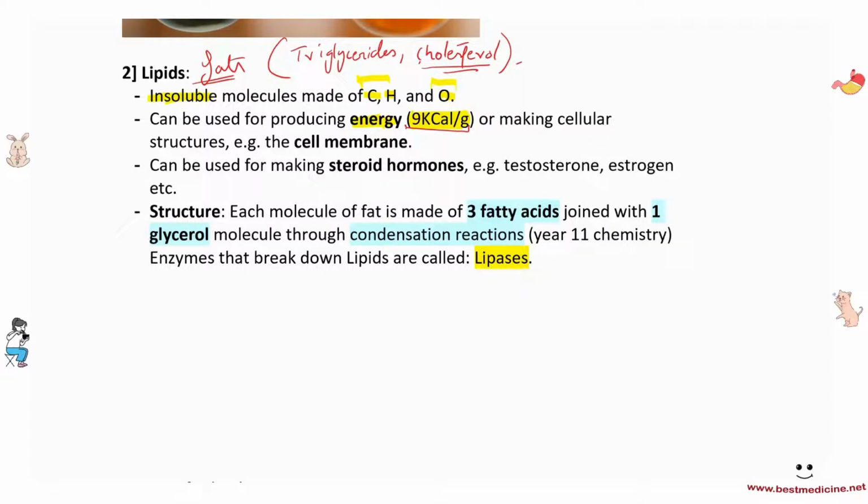For example, very importantly, the cell membrane. The cell membrane is made up of lipids. They can also be used for making steroid hormones. Steroid hormones include testosterone, which we'll do in its own chapter, estrogen, etc.